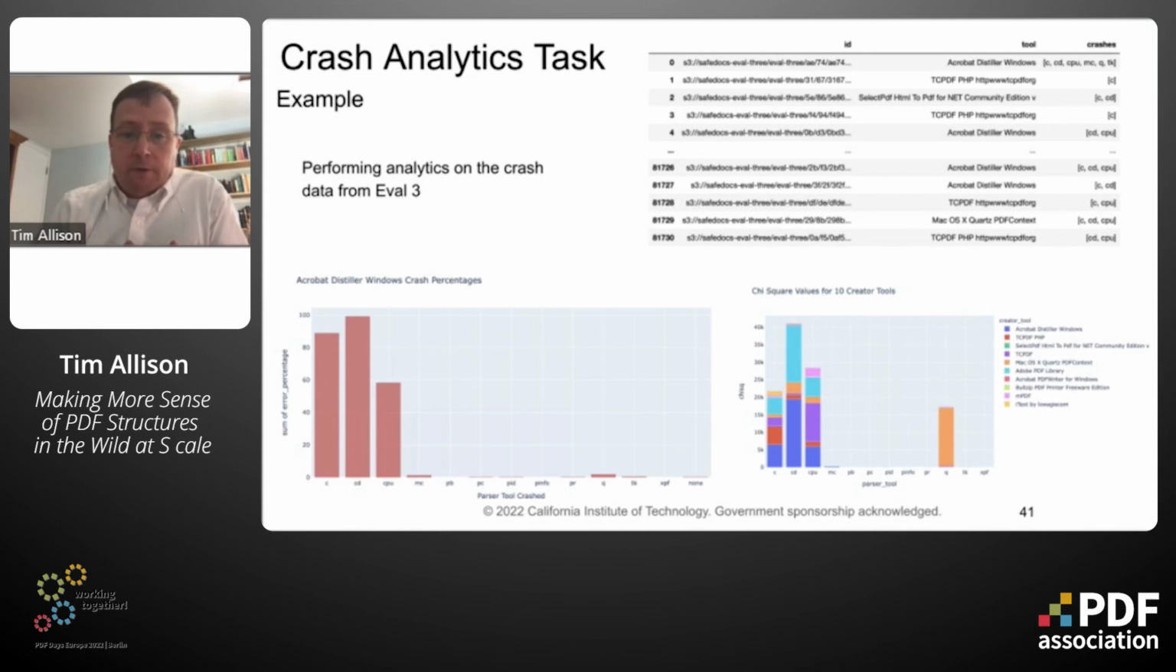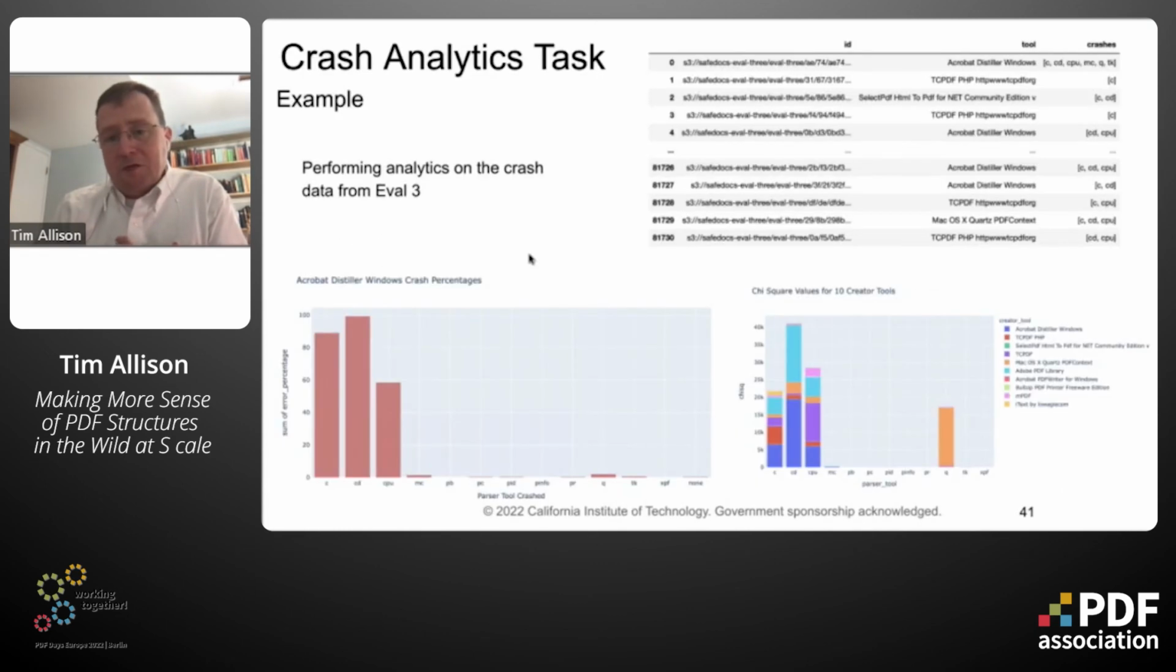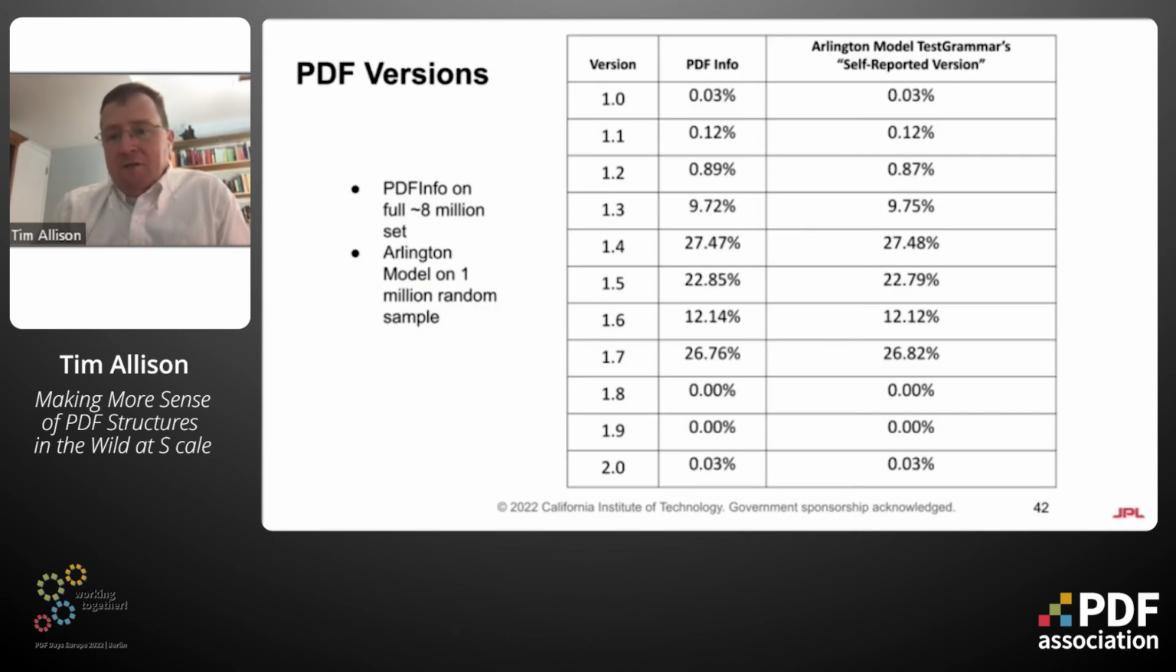All right, some other things, speaking of which, there we go, we've been looking at our crash analytics. So given a particular creator or alleged creator, how many times do parsers fail on that creator? We can do a nice crosswalk of which parsers have the most problems with which creator tools, which is kind of a fun way of looking at parsers and creators, or PDF writers and PDF parsers. So now I'll end on this bit on PDF versions.